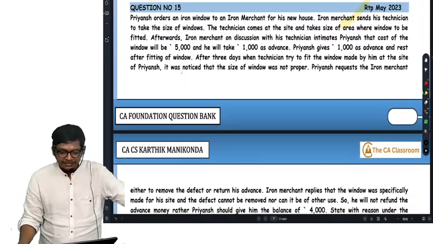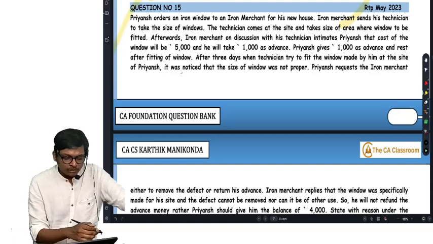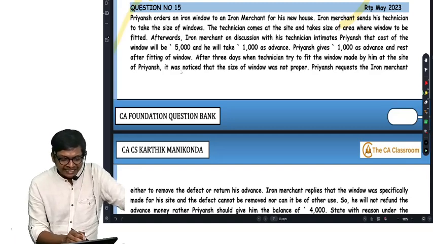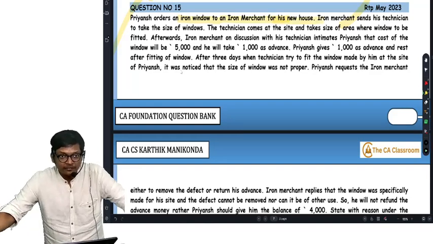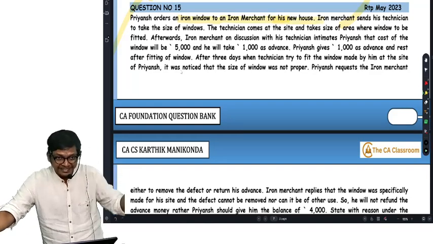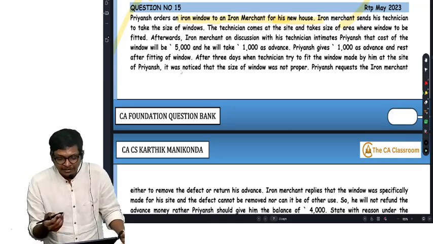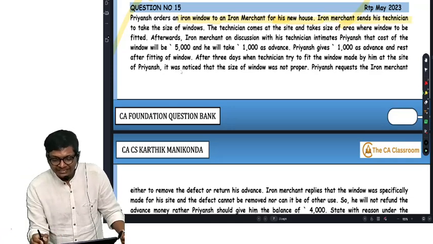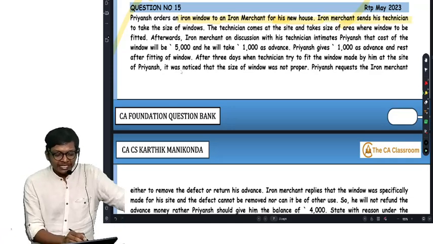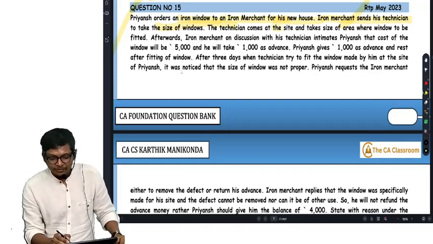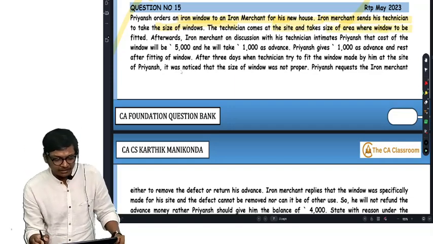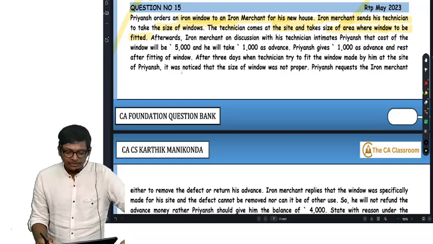Next, again a case study question, question number 15. Priyansh orders an iron window from an iron merchant for his new house. Iron window na சூடு பிடிச்சிரும். Okay, heat comes now, if it gets hot, but he wants it. The iron merchant sends his technician to take the size of the windows. Okay, measurement. The technician came to the site, takes the size of the area where the window is to be fitted. Measurement la எடுத்து முடிச்சிட்டோம்.